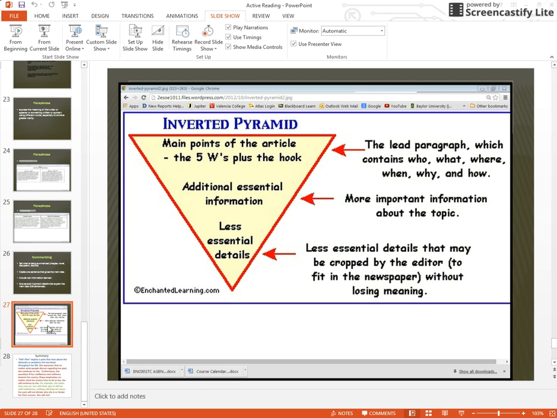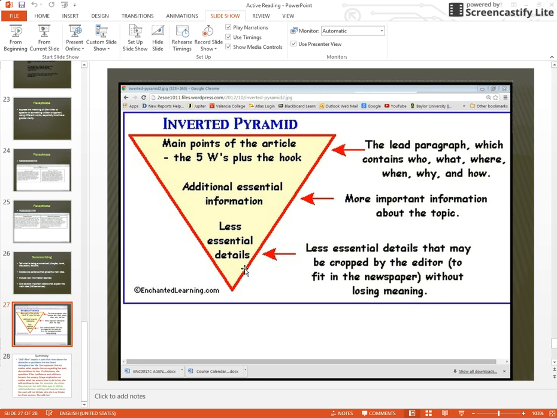Last but not least, we have our summarizing, okay? With the summarizing, especially when it comes to your structure, you would have the main idea first, the main points of the article, right? So what is the main point? And then you would have your supporting details in terms of who, what, where, and so forth, right? You would give those details in terms of additional essential information. And then eventually you get to the less essential details, which are your specific examples.